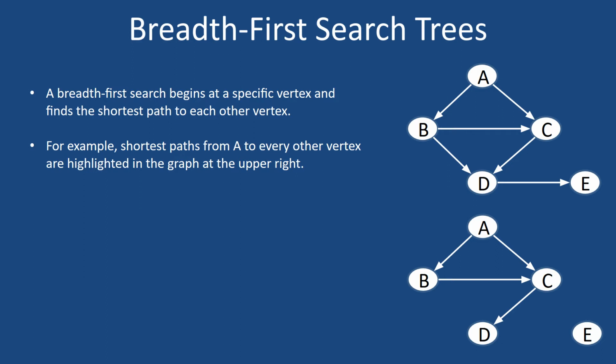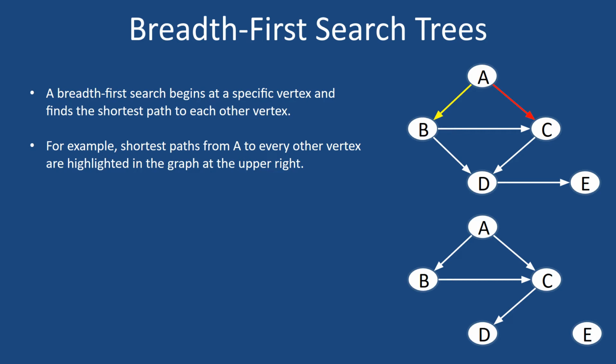So I'm going to highlight some paths. Suppose I want to find the shortest paths from A to every other vertex. So look at the upper right graph. I'm going to highlight the shortest paths. So that's the shortest path from A to B. Okay? Shortest path from A to C. So I've colored one yellow, one red.